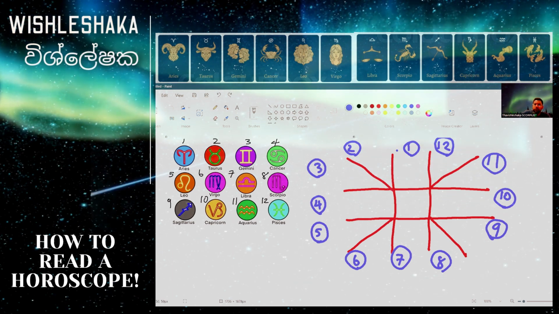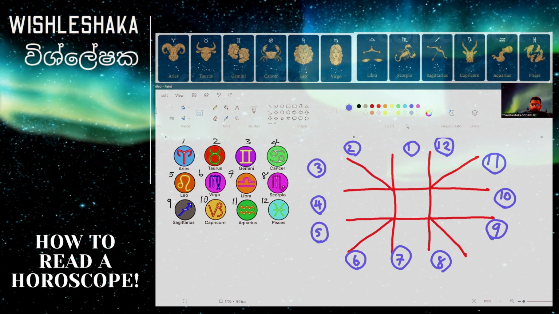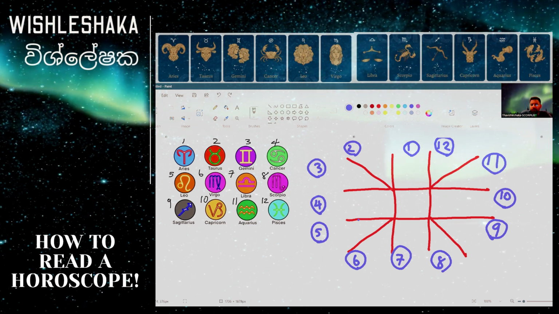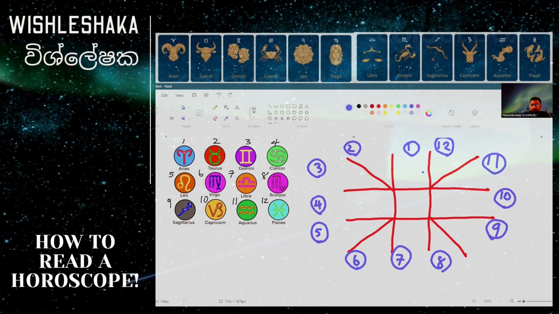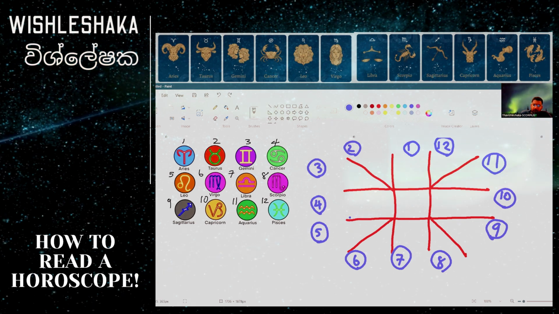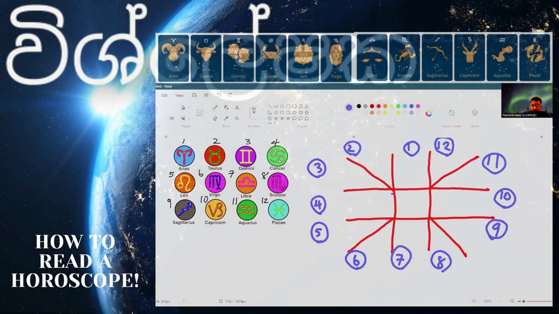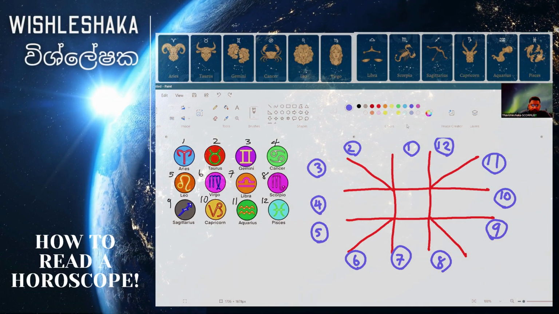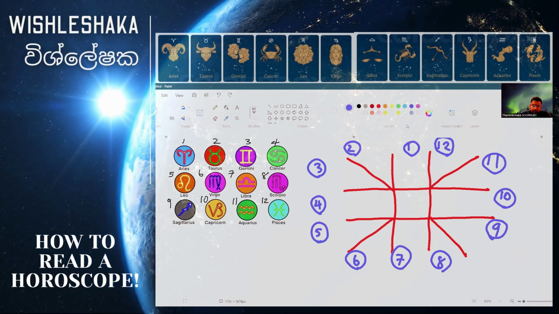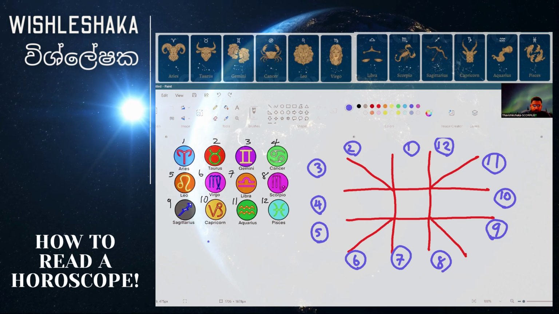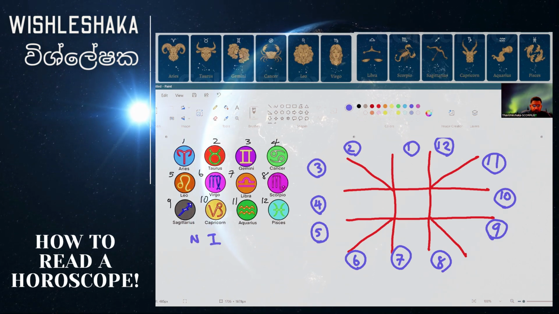So you should know how to read this horoscope. In everyone's horoscope, this is how it's interpreted. There may be several different methods. This is actually, I think, the North Indian method. So if you generate a horoscope, I would suggest this is North Indian. So let's say the North Indian method.